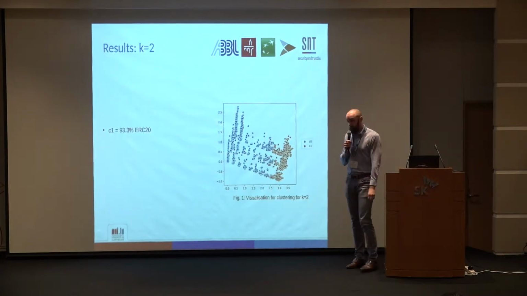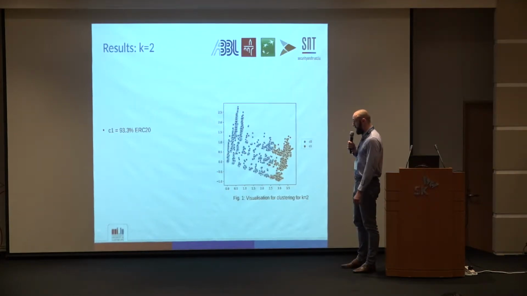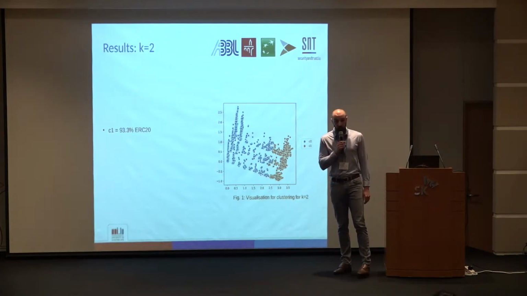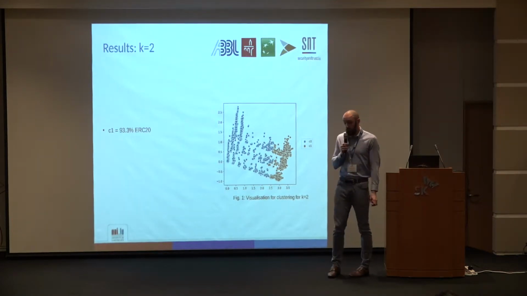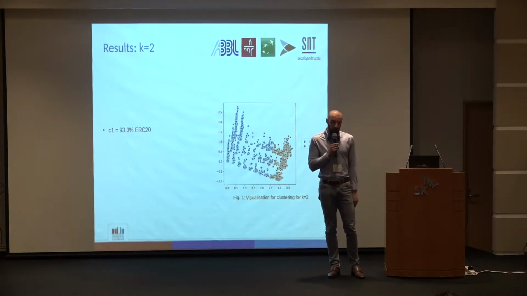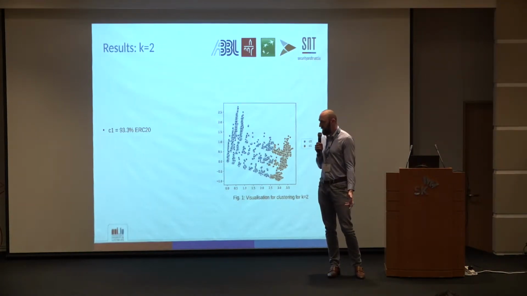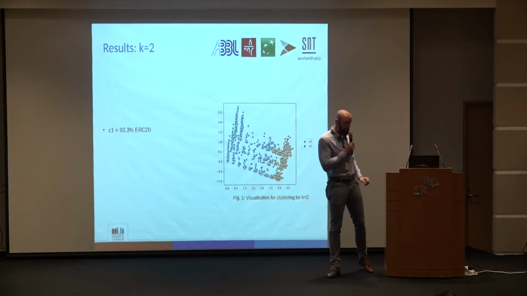So k equals 2, something of a baseline. It doesn't give us any new candidates, obviously, because we only have 2 clusters. But we do find ERC20 with over 90% accuracy. So this was our starting point, a bit of a sanity check. And we said, yes, this makes sense. We have decent accuracy here.